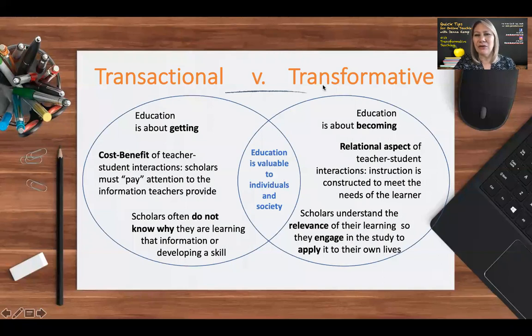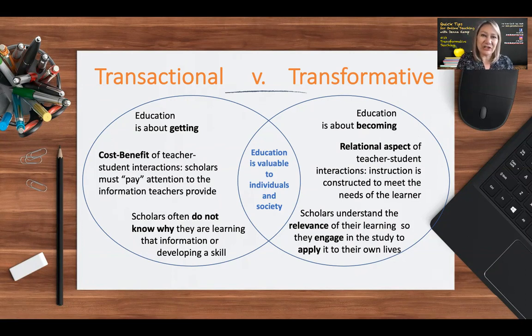Both transactional and transformative teaching and learning put at the center that education is valuable to individuals and is valuable to society. It's really more about the way, or the methodologies, that teachers use.